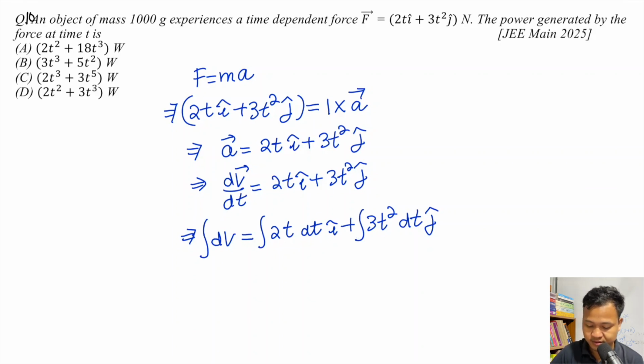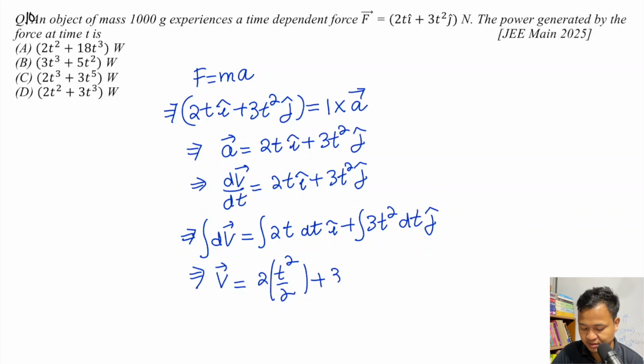Okay, right. So what will you have? Integration of dv is v. So 2 into integration of t to t square by 2, plus 3 into integration of t square to 3t cube by 3. Here the 2 gets cancelled out, the 3 gets cancelled out. So finally v is equal to t square i plus t cube j.